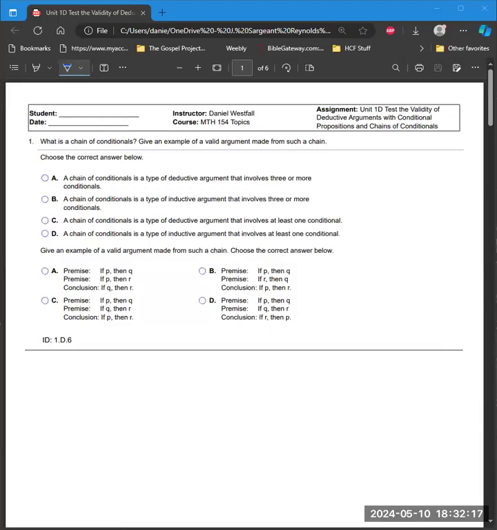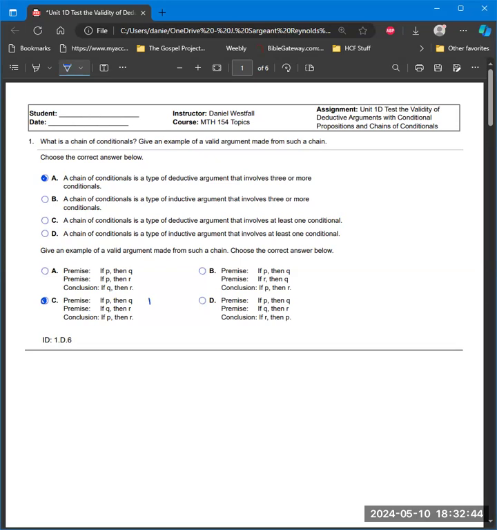In this video, we're going to test the validity of deductive arguments with conditional propositions and chains of conditionals from Unit 1D. First, let's ask what is a chain of conditionals and give an example of a valid argument made from such a chain. A chain of conditionals is a type of deductive argument that involves 3 or more conditionals. And C is a good example of that.